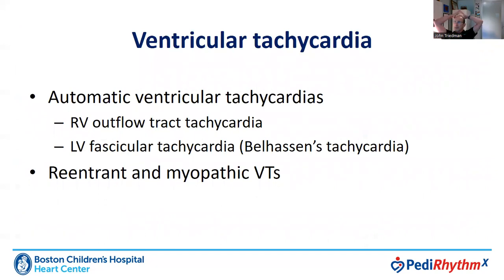I'm only going to deal very briefly with a couple things that we need to be aware of and that we find useful in looking at the electrocardiogram in VT. Talk a little bit about automatic ventricular tachycardias, which occur in healthy normal hearts, including RV outflow tract tachycardia and LV fascicular tachycardia, also called Belhassen's tachycardia, and very briefly about reentrant and myopathic VTs. In fact, we'll talk about them first.